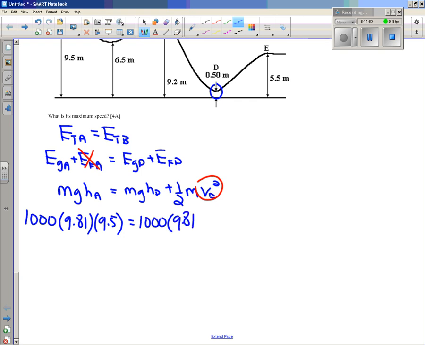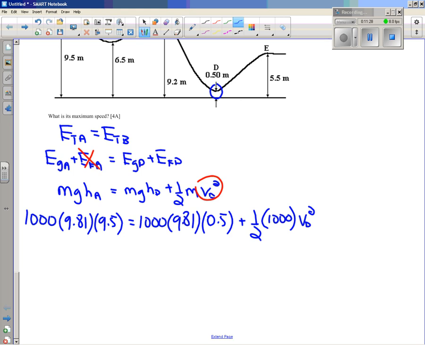9.81 is still 9.81, but now its height is 0.5 meters, plus 1/2, still 1,000 kilograms, times v at D squared. And that's what we have to solve for. So we've got to work some of these terms out. I'm going to go 1,000, 9.81, 9.5.